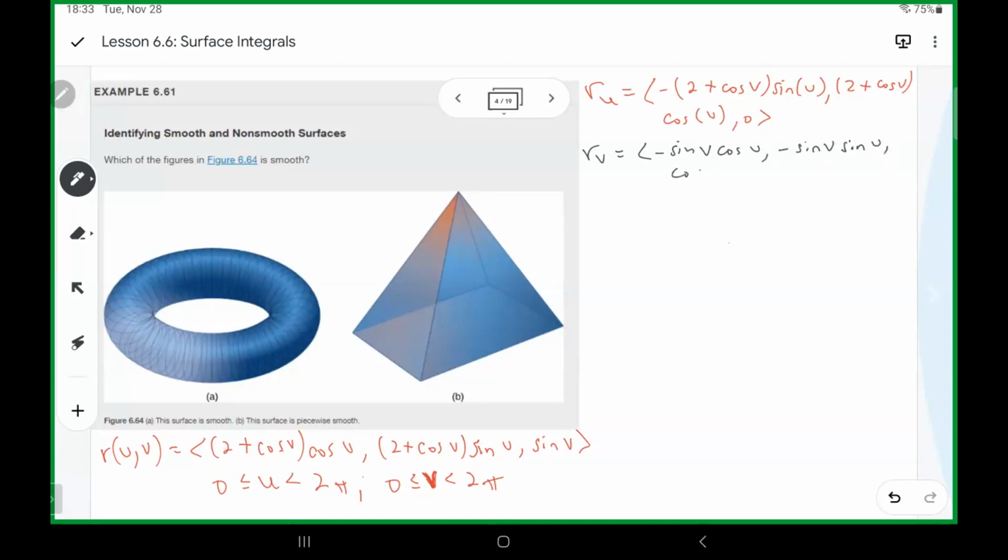Cosine. It exists for any choice of u and v in the parameter domain, and then we would have the following. This is a lot of writing. So you would have r sub u cross r sub v.